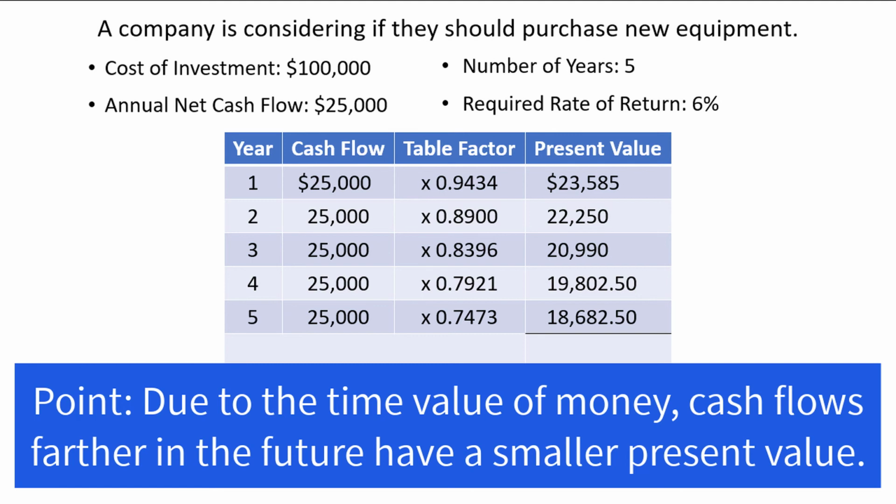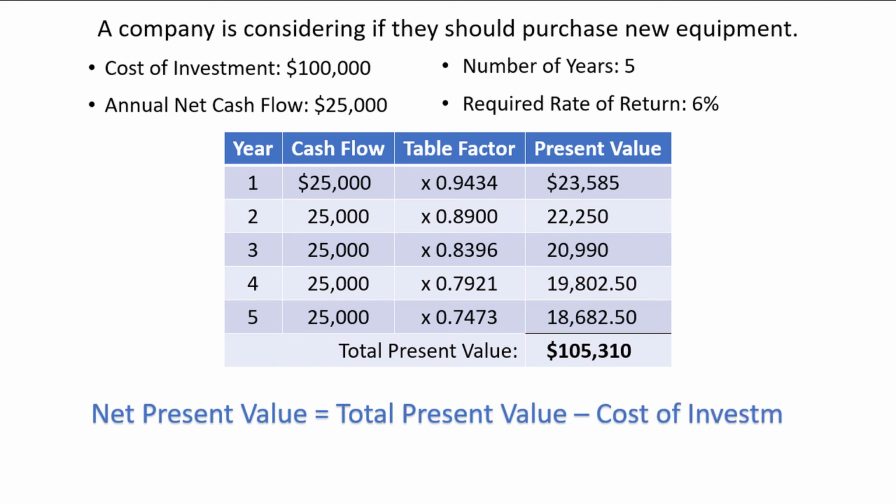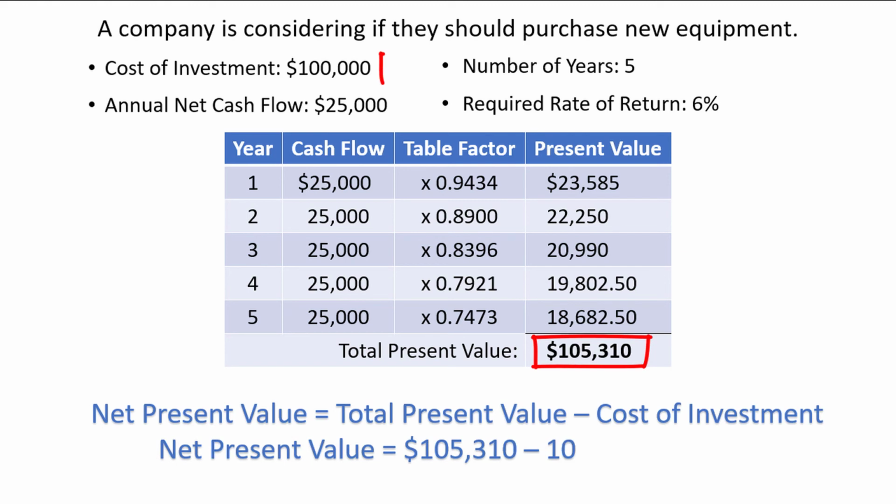We can find the total present value by adding up all of the present values together, which gives us $105,310. We can find the net present value by taking the total present value and subtracting the cost of the investment. $105,310 minus $100,000 is equal to a $5,310 net present value.